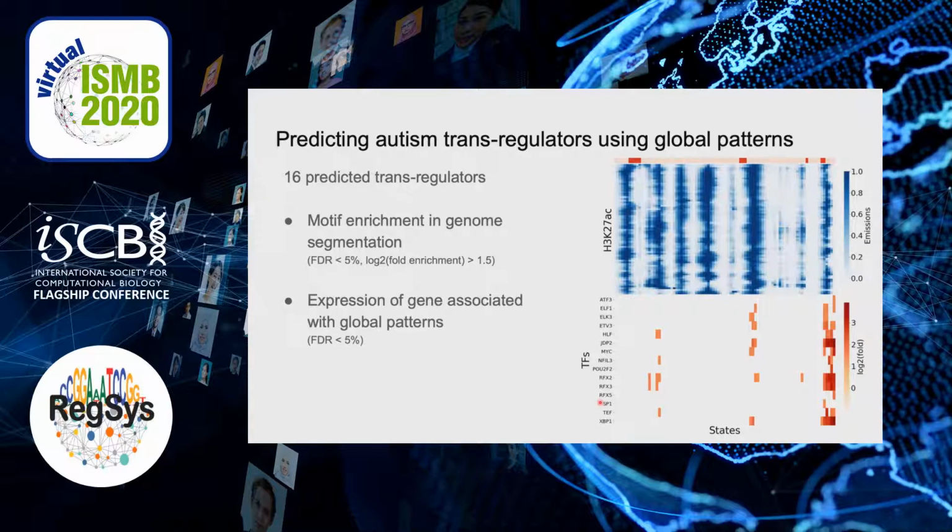We applied the same framework as the LCL dataset to identify putative trans-regulators that have both enriched motifs in the segmentation and expression matching the global patterns. We identified 16 transcription factors matching these criteria, and moreover, 12 of these predicted trans-regulators are enriched in 2 of the states associated with disease status, shown here.